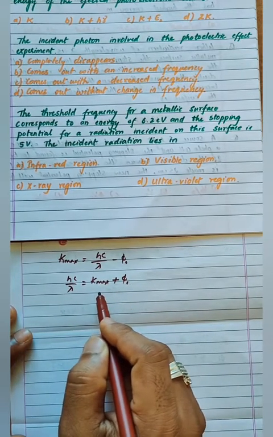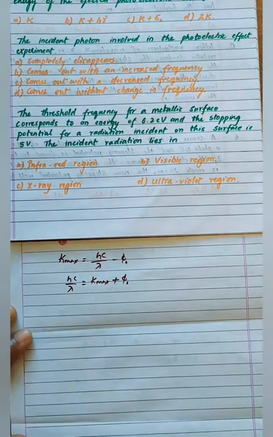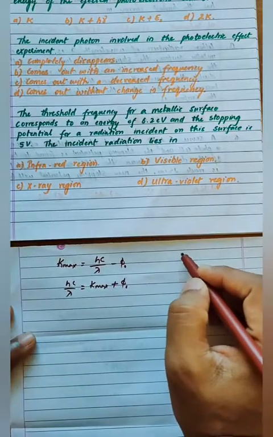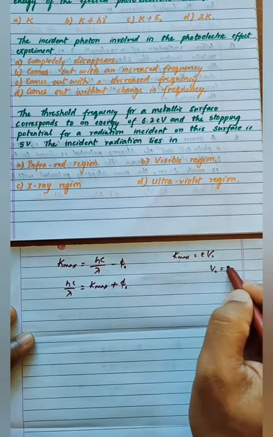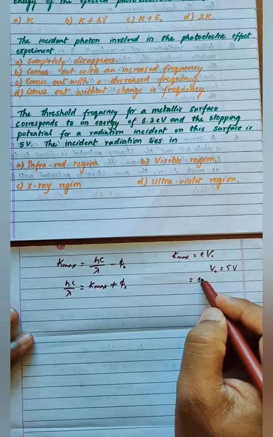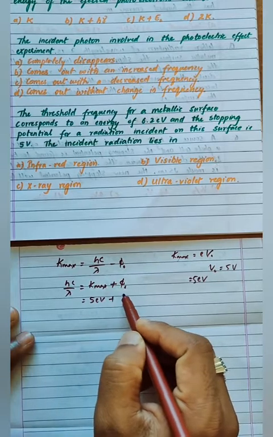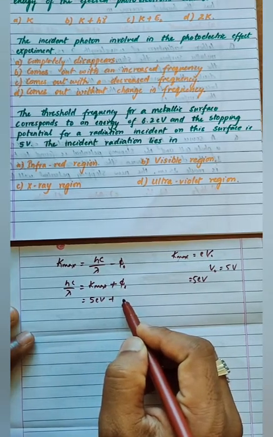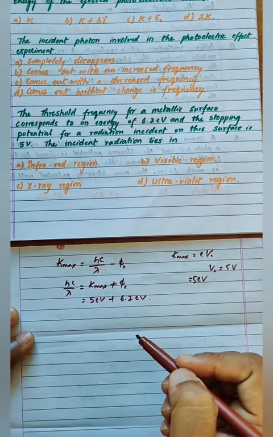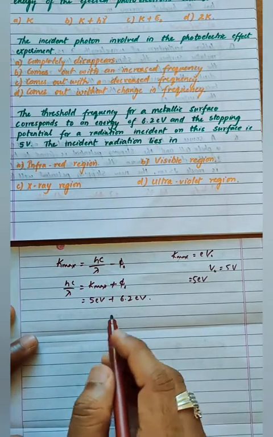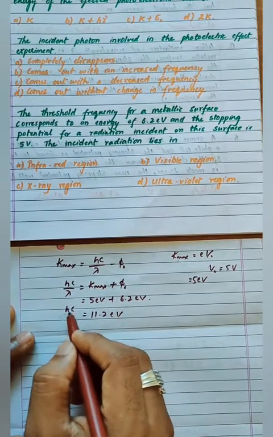K maximum is 5 electron volt, because the stopping potential is given. We know that K maximum is equal to e V naught. If V naught is 5 volt, then K maximum is equal to 5 electron volt. So here I can write 5 electron volt plus phi naught. Phi naught is 6.2 electron volt, because here the energy is given. Now the total is 11.2 electron volt, which is hc by lambda.